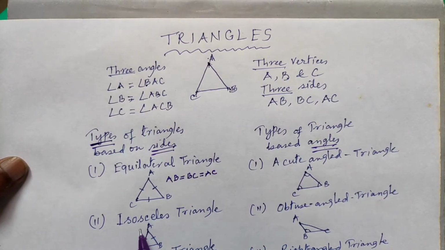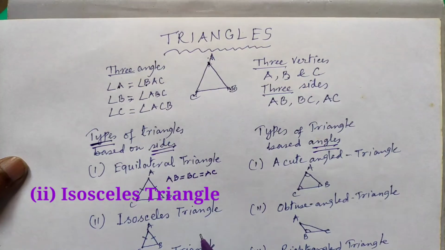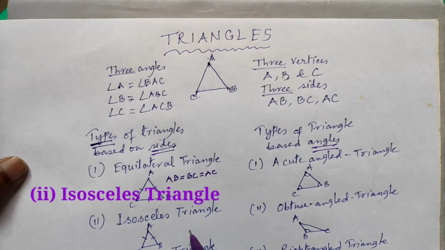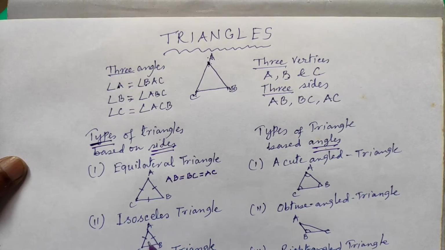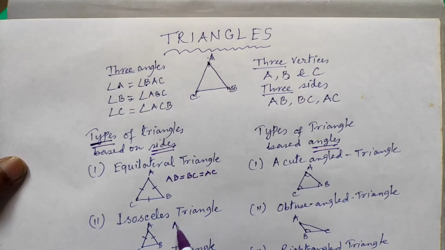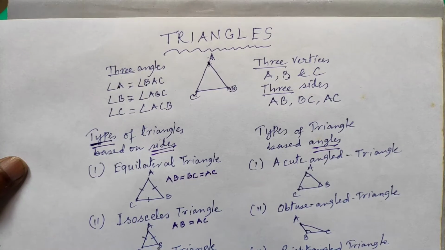Now, the second one is the isosceles triangle. In an isosceles triangle we find that two sides are equal. Over here in triangle ABC, two sides are equal, that is indicated with this sign. So over here side AB and AC are equal, that is why only two sides are equal. Remember that when two sides are equal, their opposite angles are also equal.